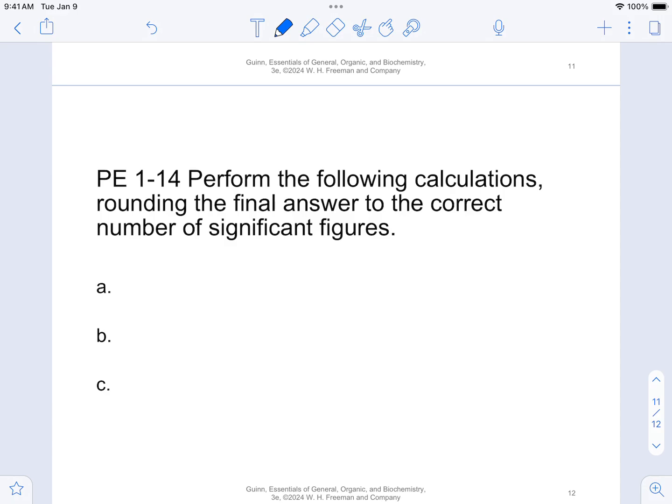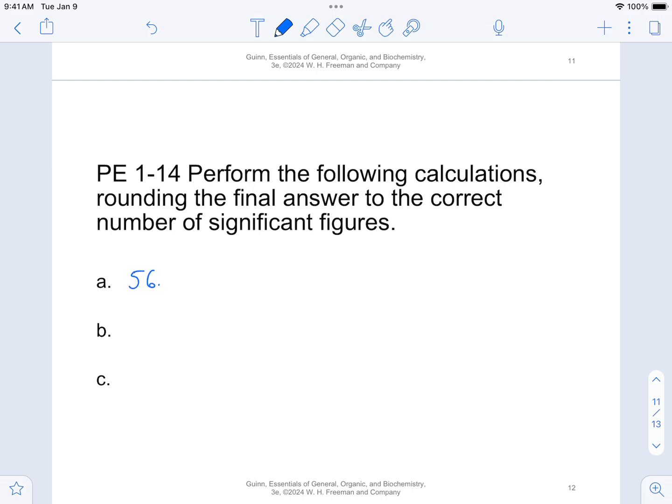But the first example will be 56.50 meters times 37.99 meters. I'll go ahead and write all of these down. I think it'd be a good idea to pause the video and try them by yourself before I give you the answers.